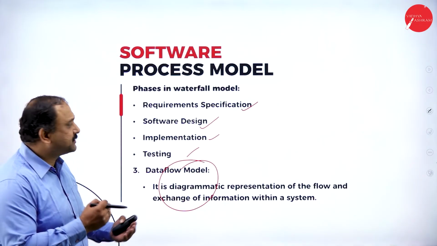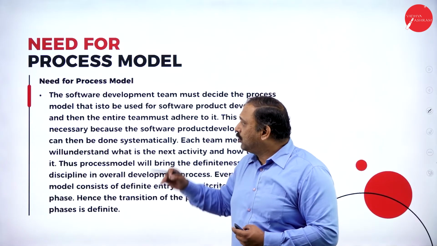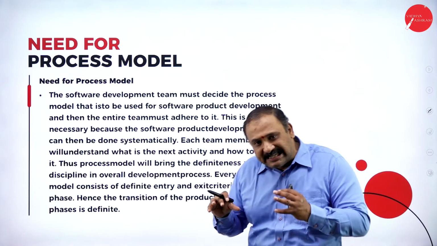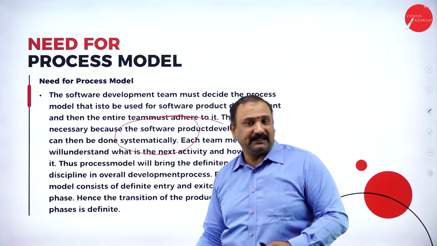So the entire information flow is addressed within that particular system. Now, we also need to understand the need for a process model. Why? Because this is necessary so that software product development can be done systematically.